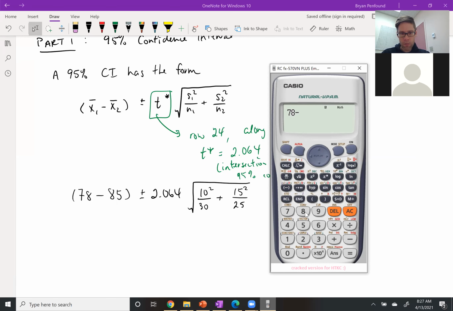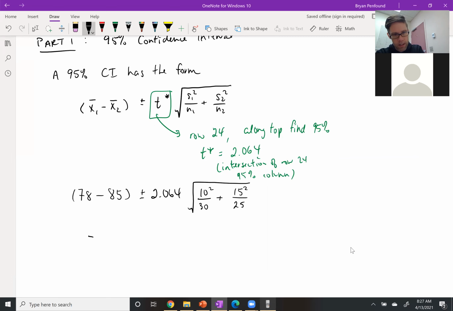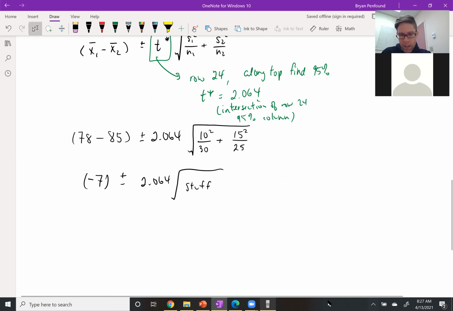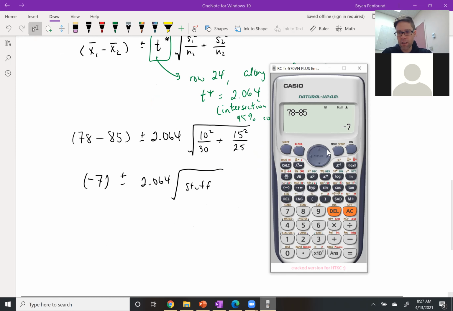So 78 minus 85. Let's just get that number. This is -7, so I'm going to toss that in here. So we have -7 plus or minus some stuff. My preference is usually to try to input all of this as best as I can, because the calculator can handle inputting all of this stuff. So let's go -7. Let's do the subtraction first.